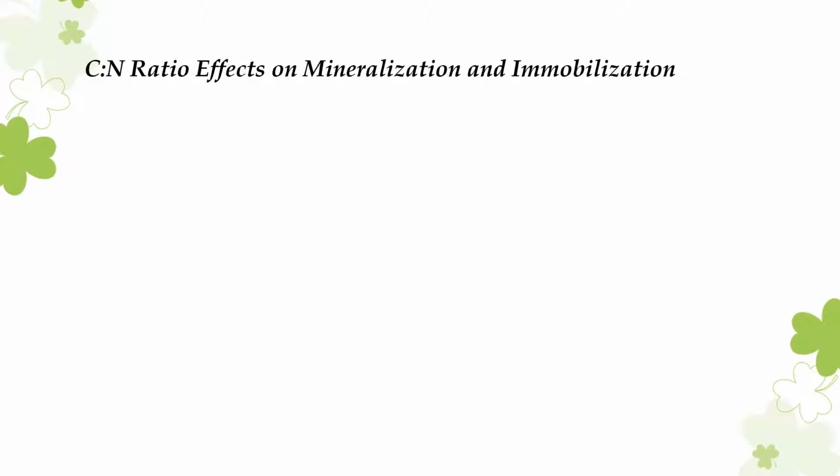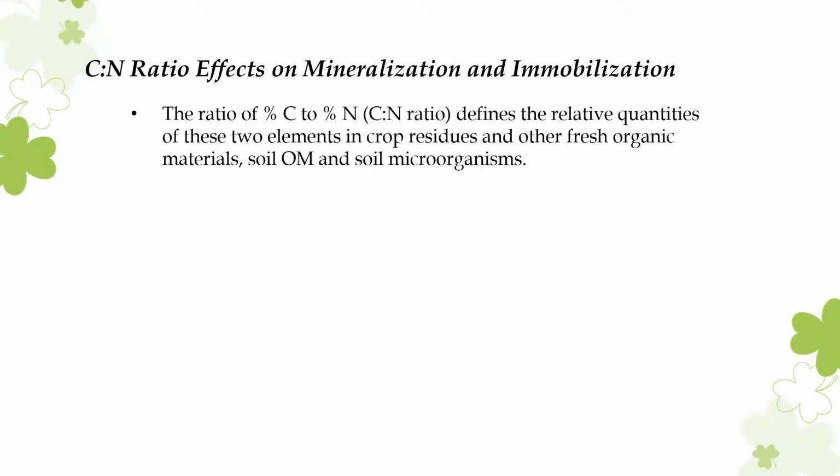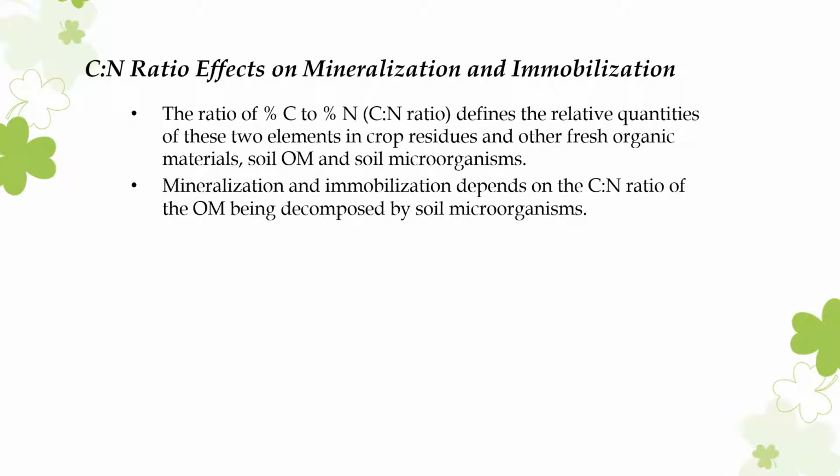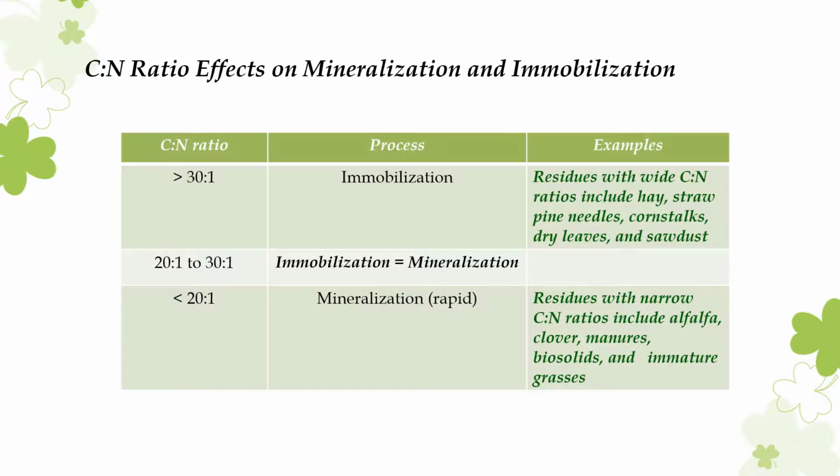Let's have a look at the C:N ratio effects on the mineralization and also the immobilization process. The C:N ratio defines the relative quantities of these two elements in crop residues and other fresh organic materials, soil organic matter, and also in soil microorganisms. The process of mineralization and immobilization highly depends on the C:N ratio of the organic matter being decomposed by the soil microorganisms. The table shows the C:N ratio effects on mineralization and also immobilization.